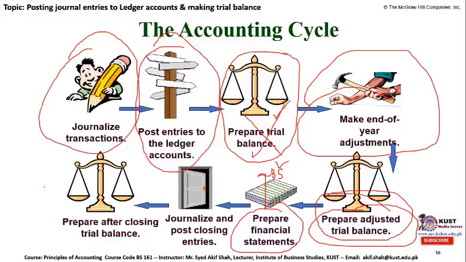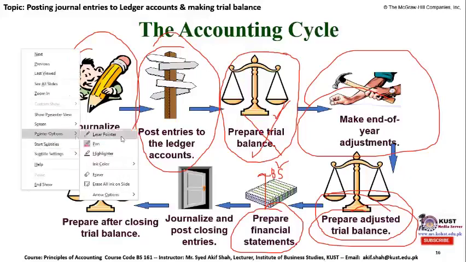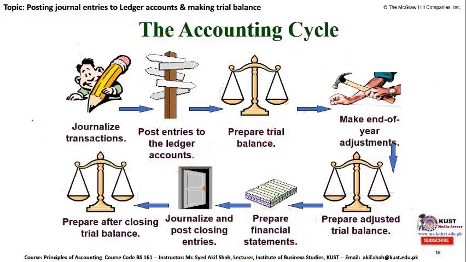So this was all about the first three steps of the accounting cycle, that is, journalizing entries, posting into the ledger accounts, and then making a trial balance.